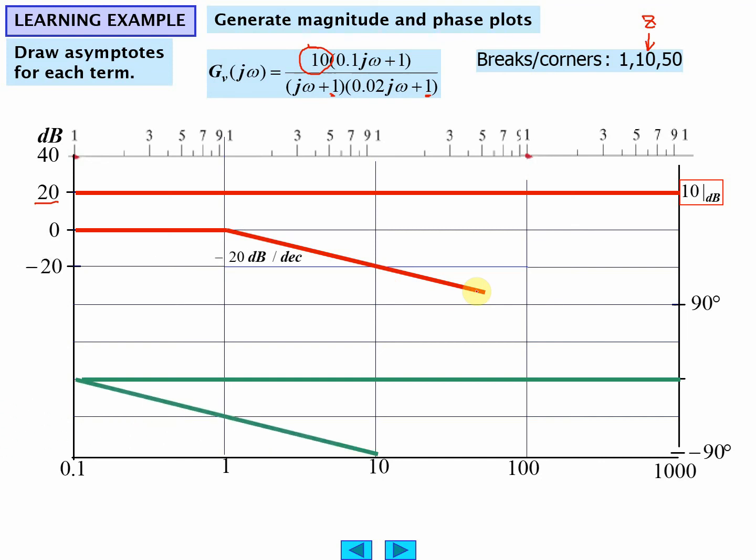Okay, and then let's see, where's the break? This is the 1. Oh, excuse me. There we go. This is the one that breaks at 1. There, that's this one here. And the phase, 45 degrees per decade. And of course, these are approximates. The 0 on the top.